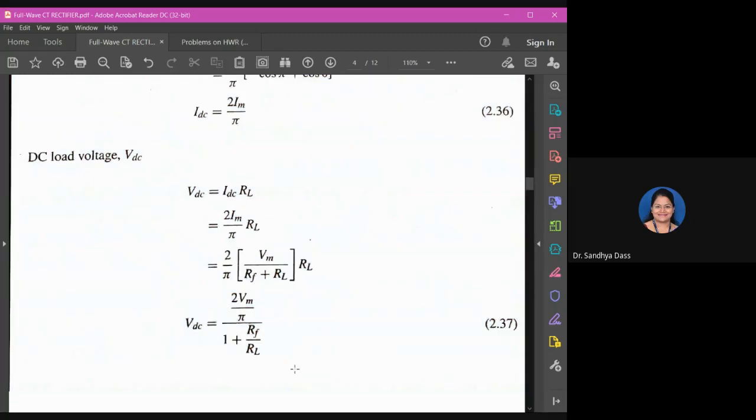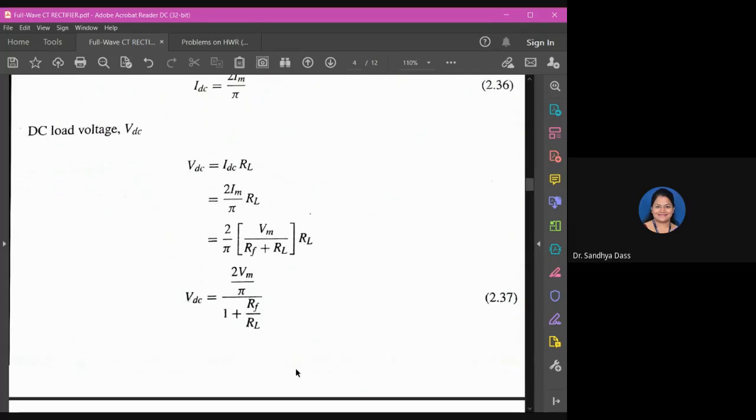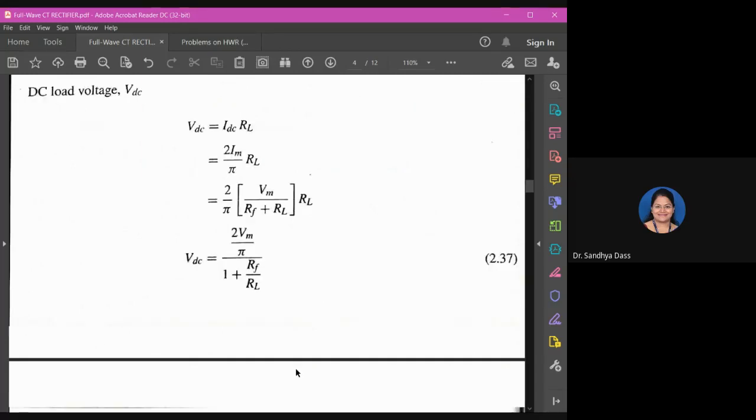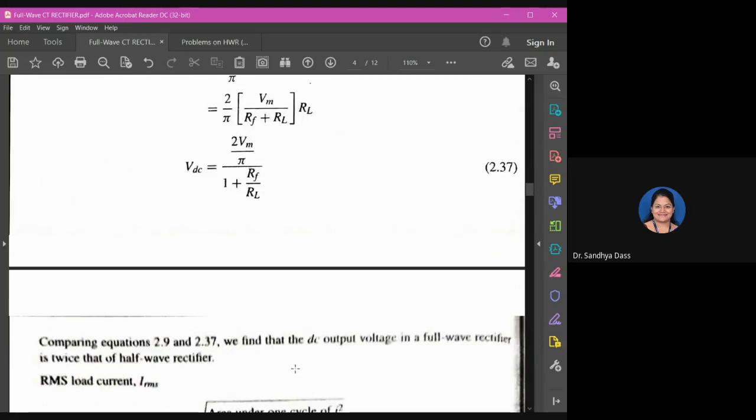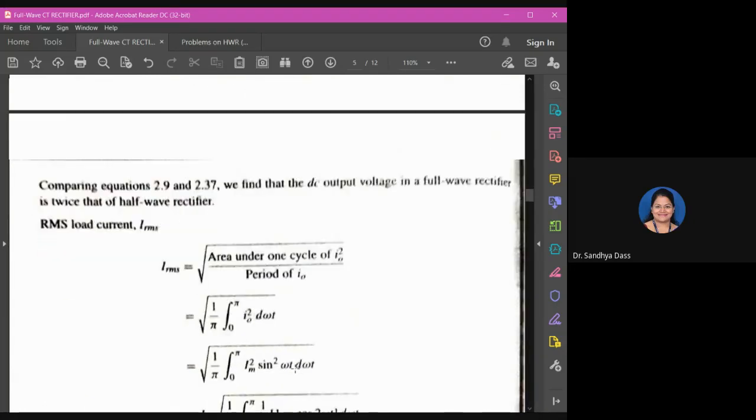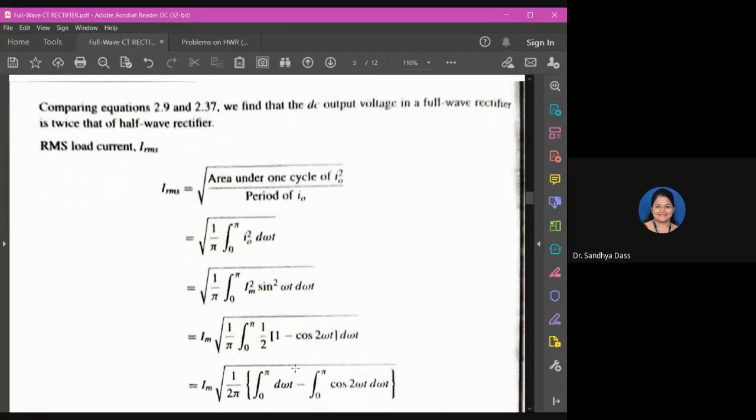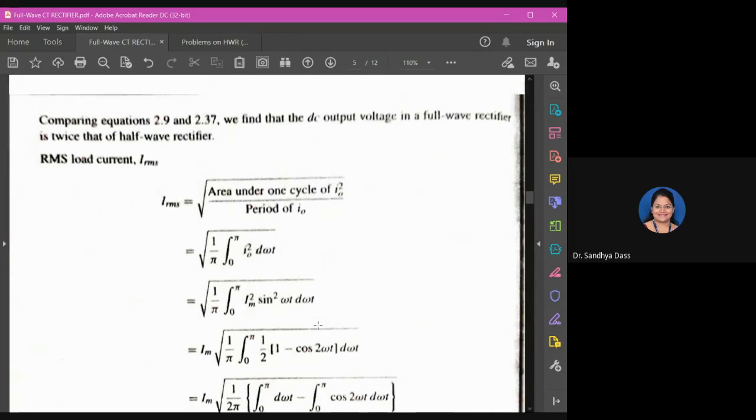Am I fast? It is similar to what we had done in the half wave rectifier, so I'm going fast. But I believe you're noting down the derivation. Are you with me so far? Can I proceed? Okay. Thank you. Yes, we will proceed. Okay, fine. Yeah.